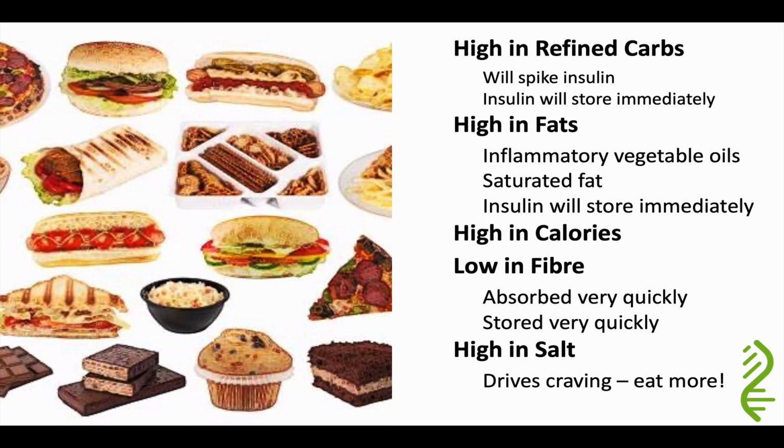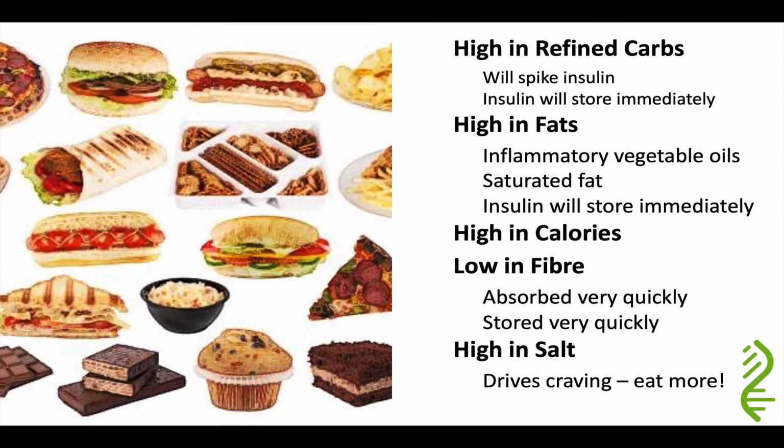And in combination with that high insulin level from the refined carbs, the fats are going to get stored immediately. Remember, insulin is a storage hormone. With high levels of insulin, you're also going to store fat. They're high in calories because they have both a large amount of carbs and fat, and they're low in fiber, right? That's the reason they get absorbed so quickly. There's not a lot of fiber there, so they get broken down very quickly and stored very quickly. And then, just to drive the craving, they're high in salt.